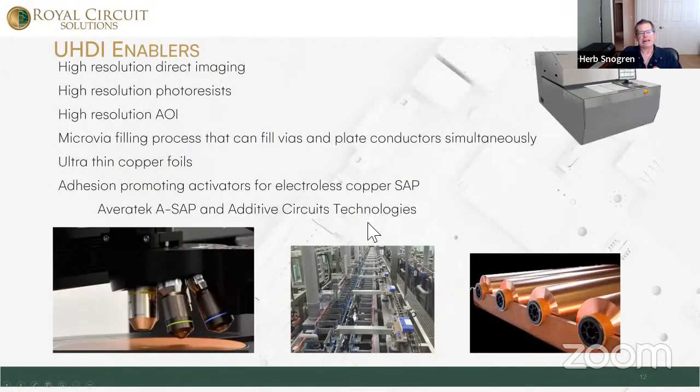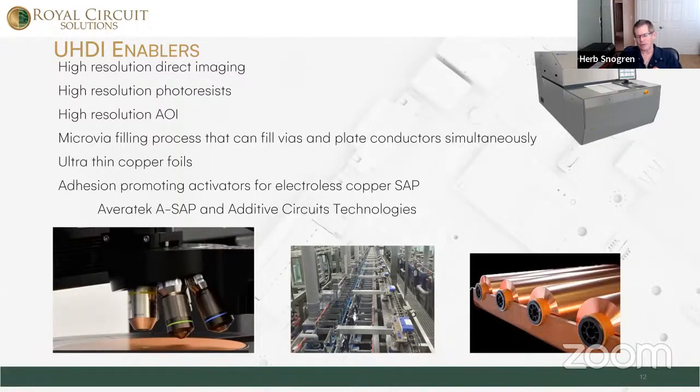So these are the things that enable us now to be able to do this ultra-HDI technology. And a lot of this wasn't available 10 years ago, especially to the printed circuit board industry. Probably the key one is the high resolution direct imaging. There are direct imagers out there now that go down to 2 micron feature sizes. It just wasn't available in our industry 5-10 years ago.